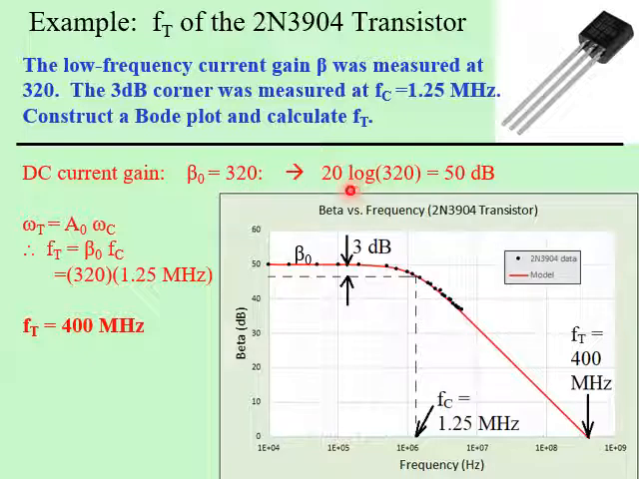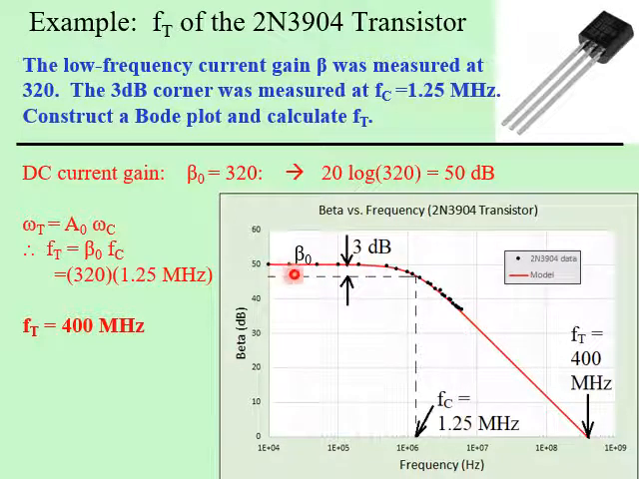So to convert that to decibels, we take 20 times the log of 320, which turns out to be about 50 decibels. So that is on our Bode plot. You can see it's at 50 here. So this is beta naught. And you can see that beta naught is relatively flat here.